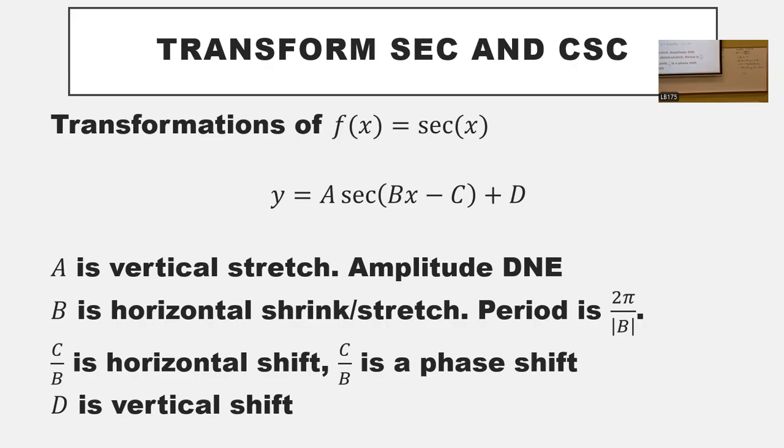By the way, if we shift enough vertically, we could have zeros of a transformed secant function. Does that make sense? If we shift far enough up vertically, then all of those U shapes intersect the x-axis. But our base will have no zeros. Base function for secant or cosecant won't have zeros.